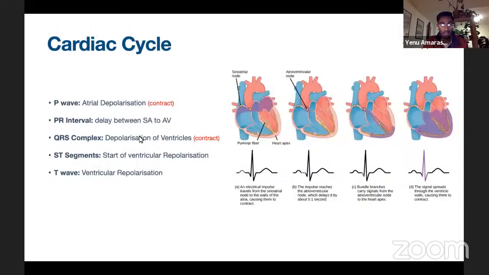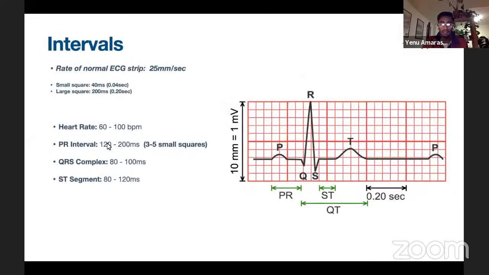Like I said before, it is the delay between the sinoatrial node to the AV node. And this is 120 to 200 milliseconds. And by that, it's either one big square or 3 to 5 small squares. Then you have the QRS complex, which is this range, and that's 80 to 100 milliseconds. In other words, 2 to 2.5 small squares. And finally, the ST segment, which, like I said before, is from here to the beginning of the T wave, and that's 80 to 120 milliseconds.